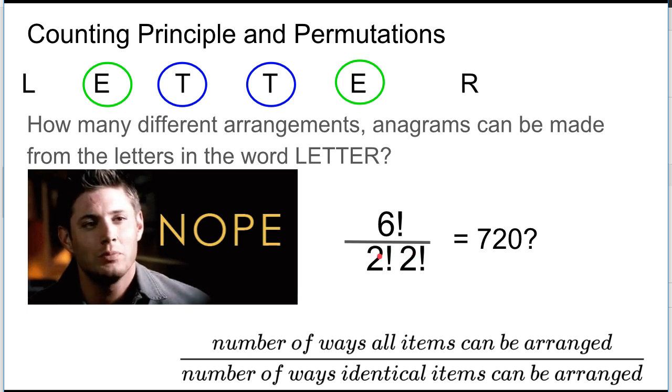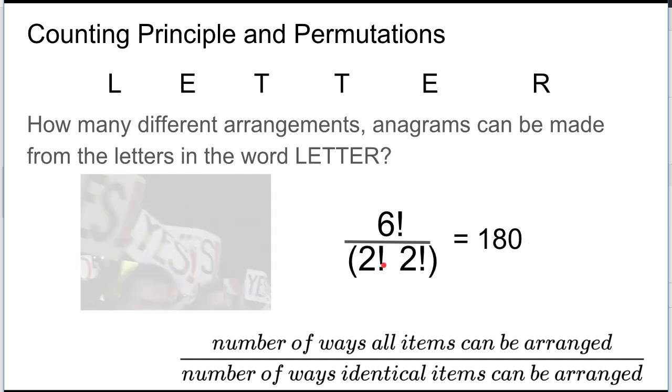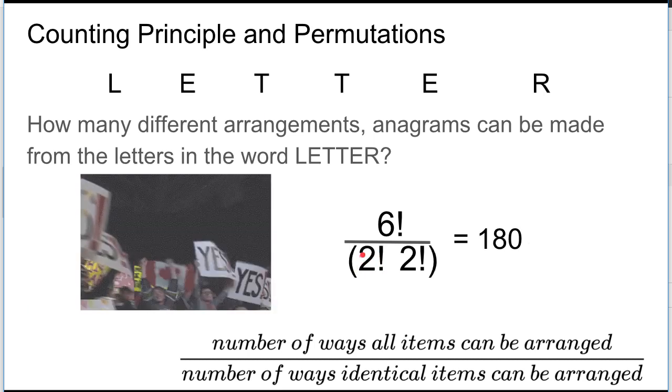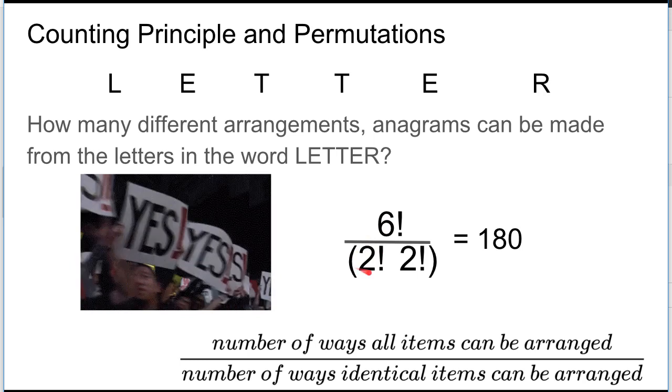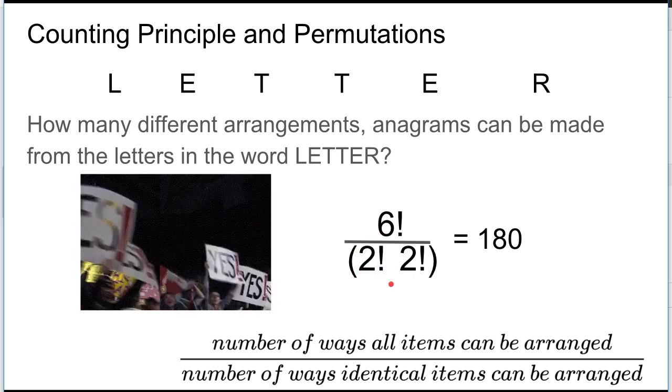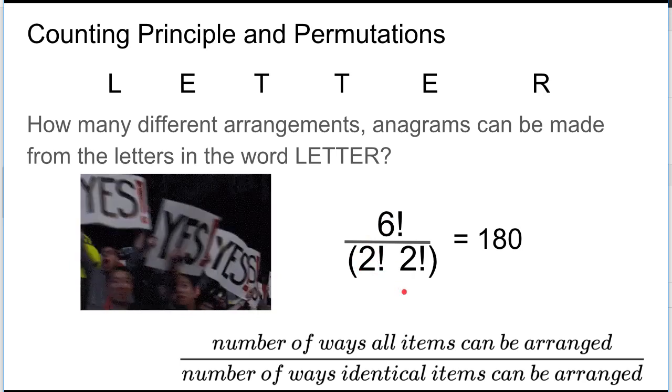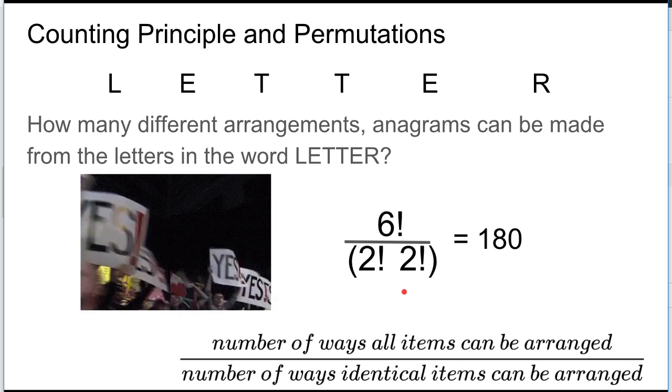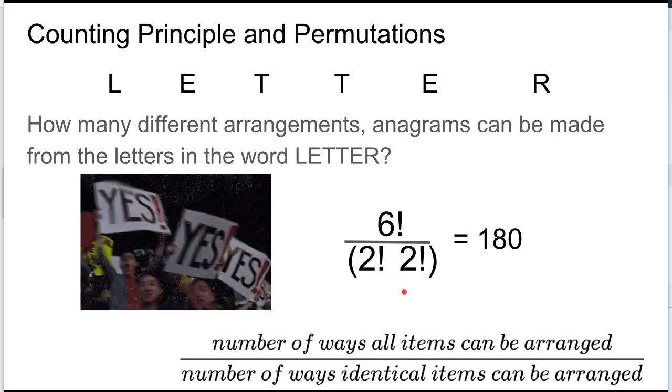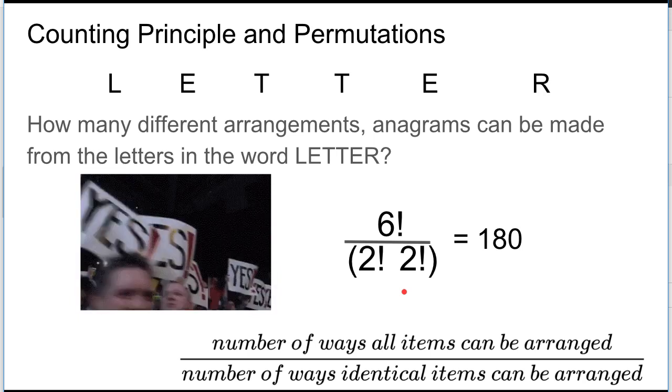So what you've got to do to keep that from happening is, whenever you're going to divide by more than one thing, make sure you put those 2 things in parentheses. So 6 factorial divided by 2 factorial times 2 factorial should actually be 180. So hopefully that's what you got.